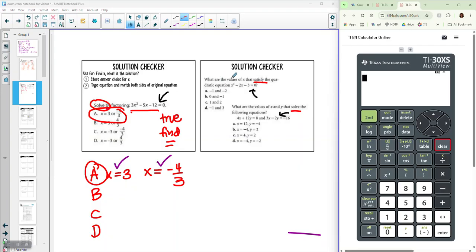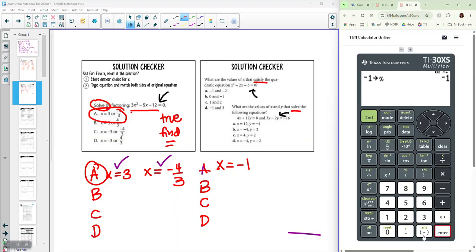Let's come over here. What are the values of x that satisfy the quadratic equation x squared minus 2x minus 3 equals 0? Now, on the test, you might be like, oh my God, what's a quadratic equation? What does it mean satisfy? Doesn't matter. We see an equal sign. They're giving us some values. So again, on my scratch paper, I'm going to say x equals -1. We'll put that in, -1, store for x.